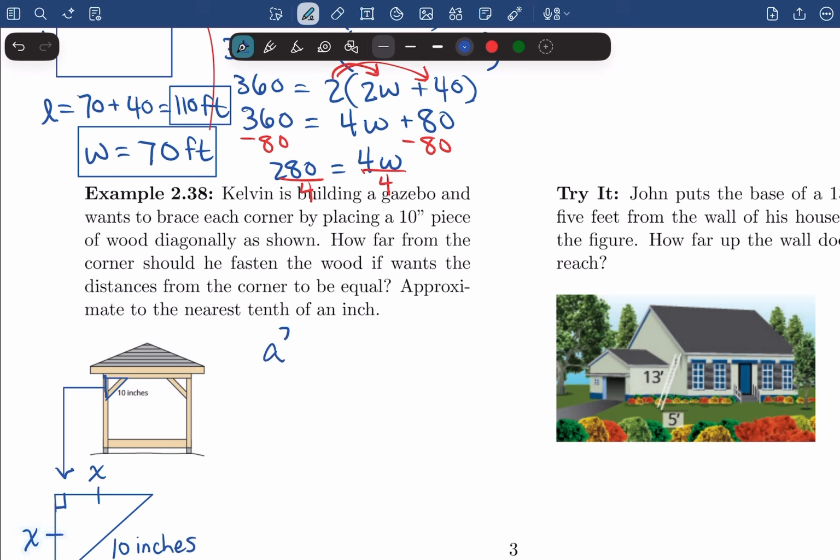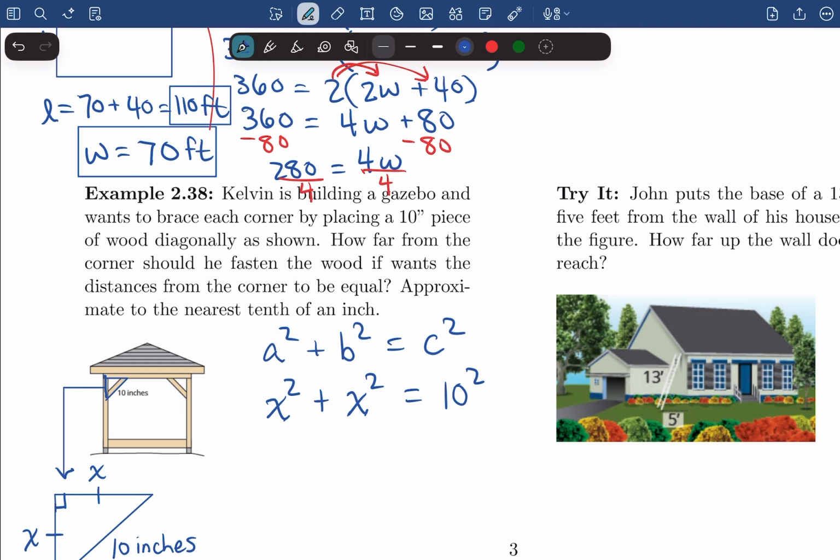All right, so we can use the Pythagorean theorem to answer this question, right? Like a squared plus b squared equals c squared, because this is a right triangle. So the short sides of this right triangle are x. So we can say x squared plus another x squared equals 10 squared.